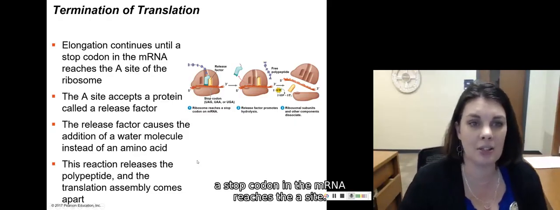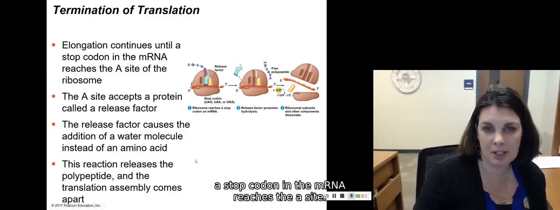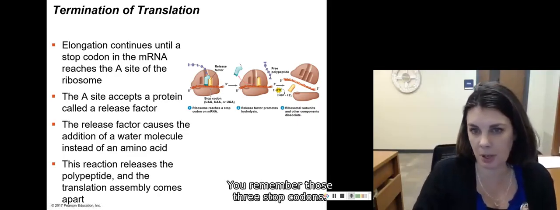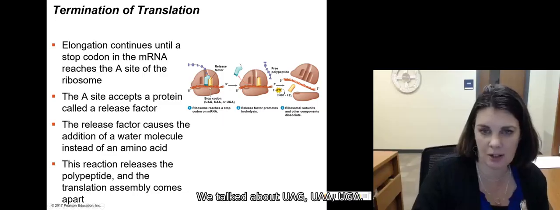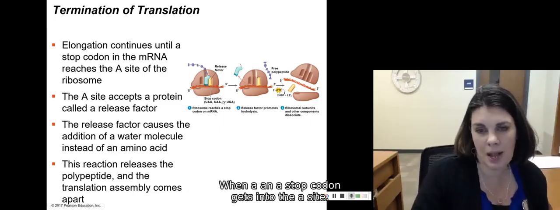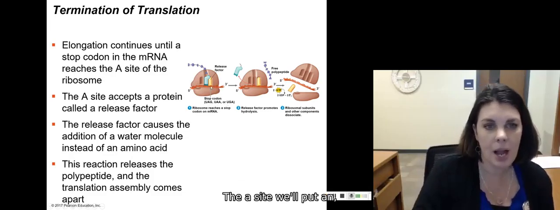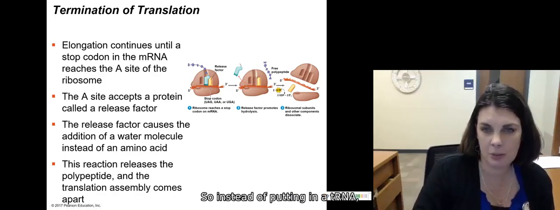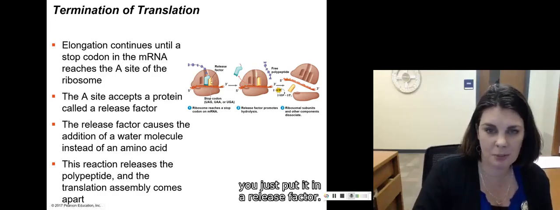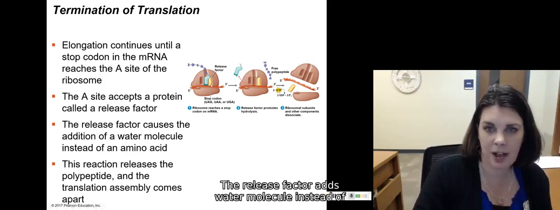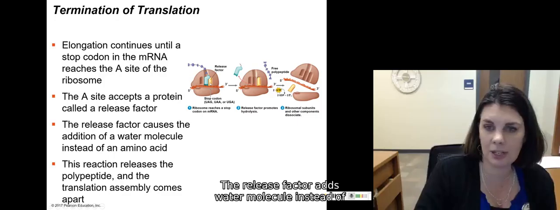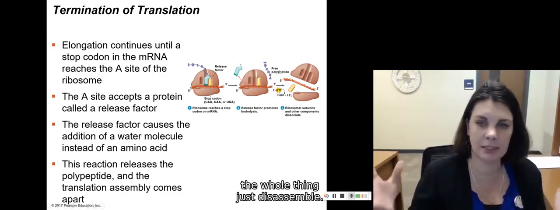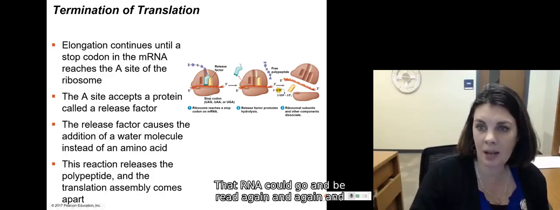Elongation is going to keep going on until a stop codon in the mRNA reaches the A site. You remember those 3 stop codons we talked about, UAG, UAA, or UGA. When a stop codon gets into the A site, the A site will put in a release factor protein. So instead of putting in a tRNA, you just put in a release factor. The release factor adds a water molecule instead of an amino acid. That makes the whole thing just disassemble.